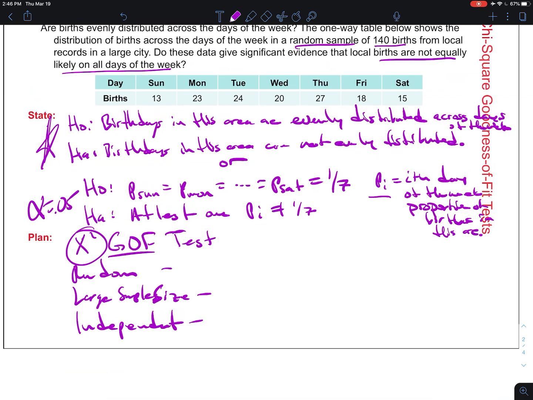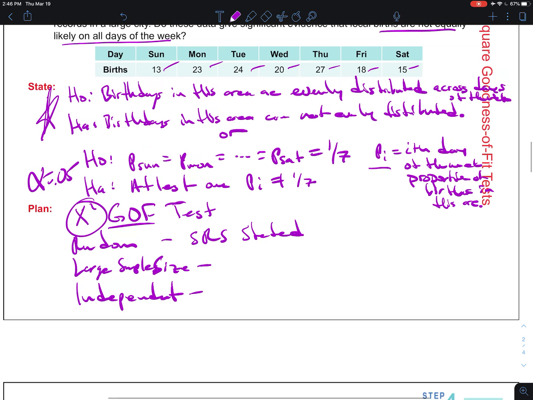So it was a random sample. SRS was stated. We'll go ahead and put that in there. All the expected counts. So it's not the observed counts, which are these values in the table. That's what they observed. But we need all expected counts greater than or equal to 5.